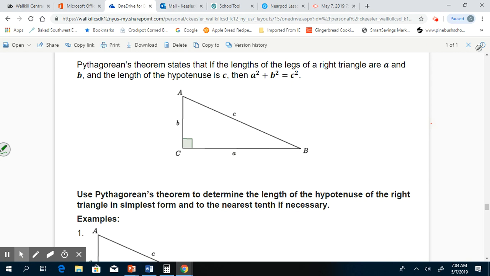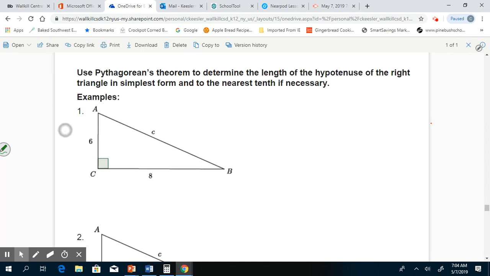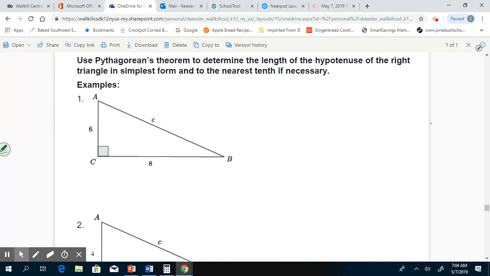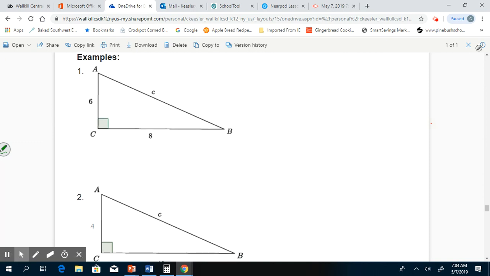So Pythagorean theorem states that if the lengths of the legs of a right triangle are a and b, and the length of the hypotenuse is c, then a squared plus b squared equals c squared. Use Pythagorean's theorem to determine the length of the hypotenuse of the right triangles in simplest form and to the nearest tenth if necessary. So taking a look at the first one, we have 6, 8, and c.